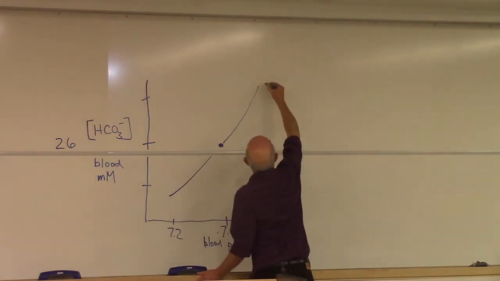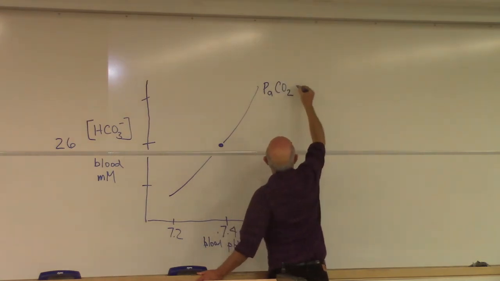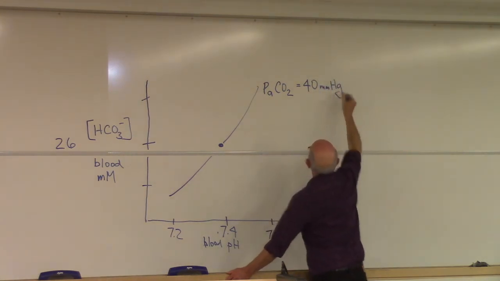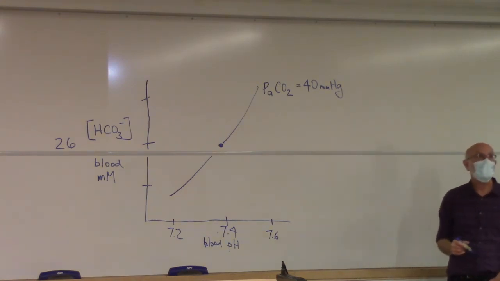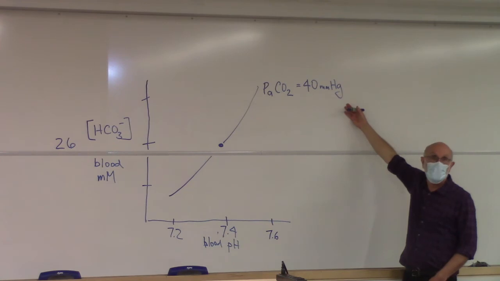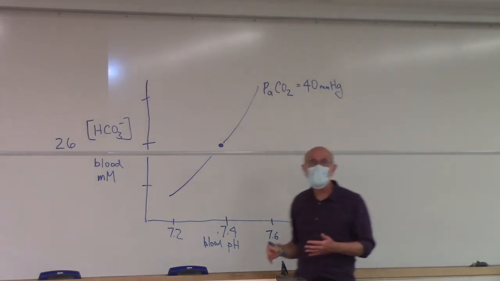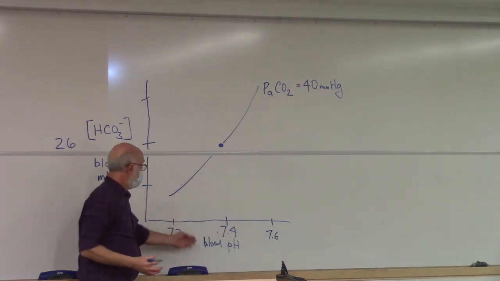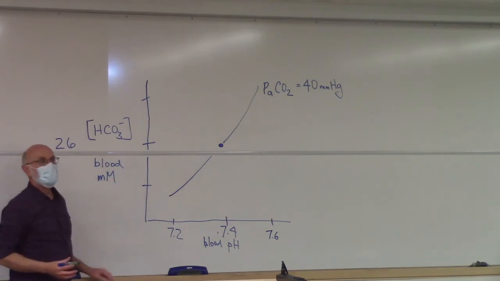So at a normal partial pressure of CO2 in blood of 40 millimeters of mercury, right? That's one of the values I've been asking you to learn. This is the Henderson-Hasselbalch equation at this partial pressure of CO2. We've set a CO2 partial pressure, and now the relationship of pH as a function of bicarbonate concentration produces a curve like this.